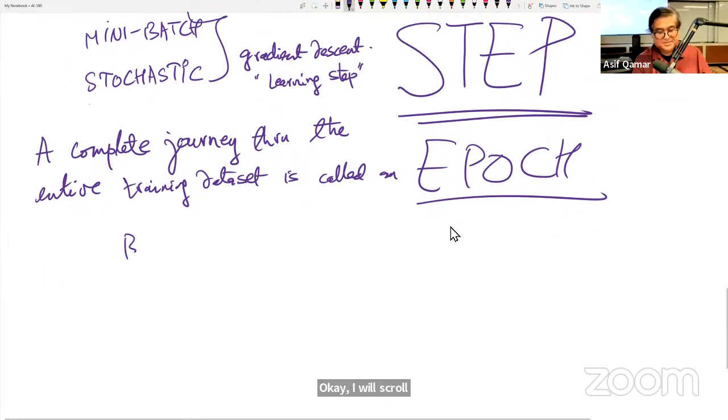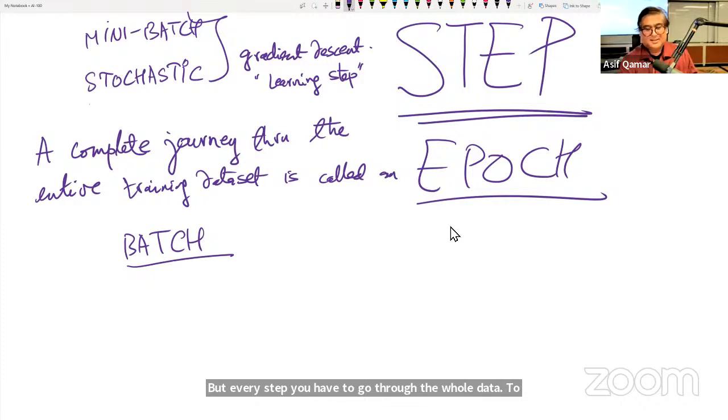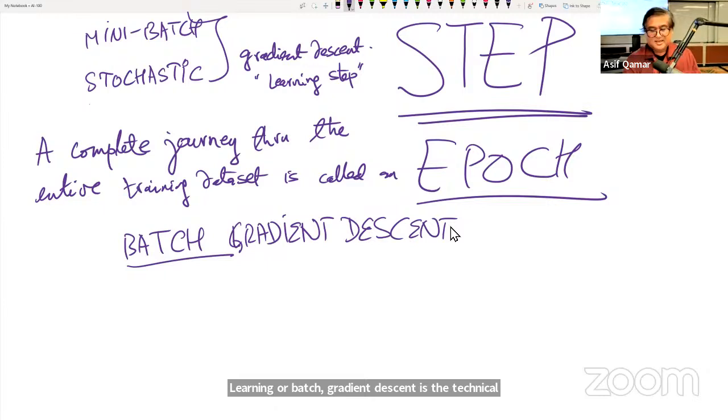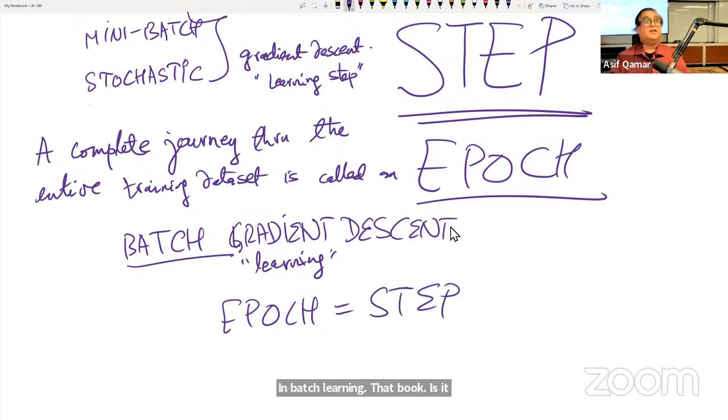So let's look at batch. In a batch, every step you have to go through the whole data to accumulate the loss. So in batch learning, or batch gradient descent, which is the technical term that people use, but can I just informally call it batch learning? In batch learning, epoch is equal to step. Why? You just refuse to learn till you have all the loss accumulated from all the terms, right?